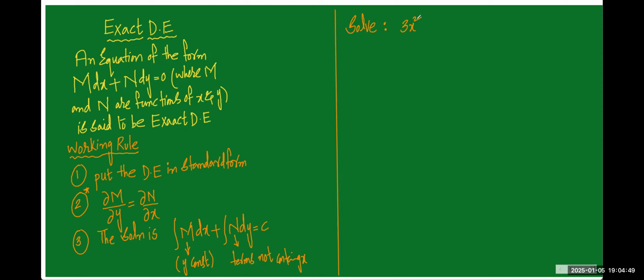So it is given: solve (3x square plus 2e to the power of y) dx plus (2x e to the power of y plus 3y square) dy is equal to 0. This is the question.